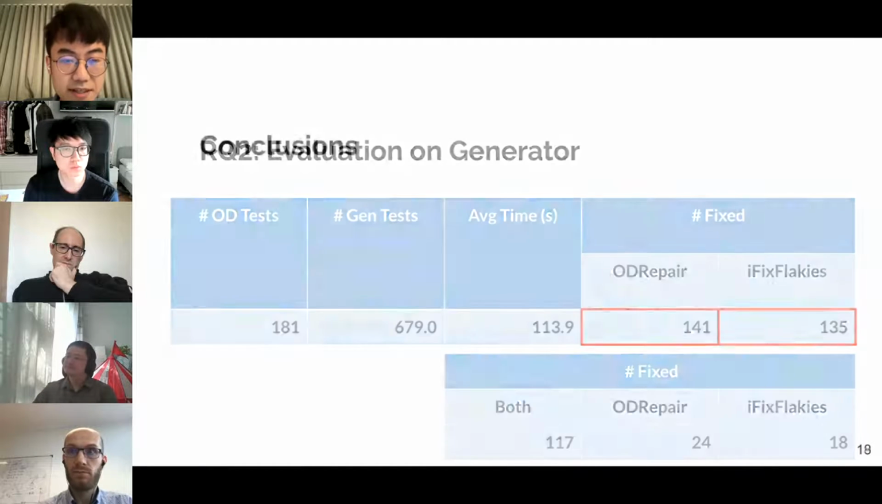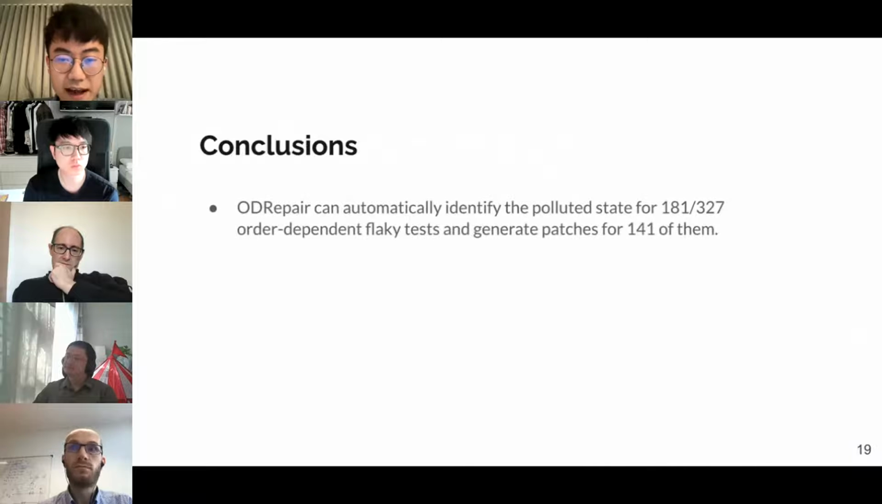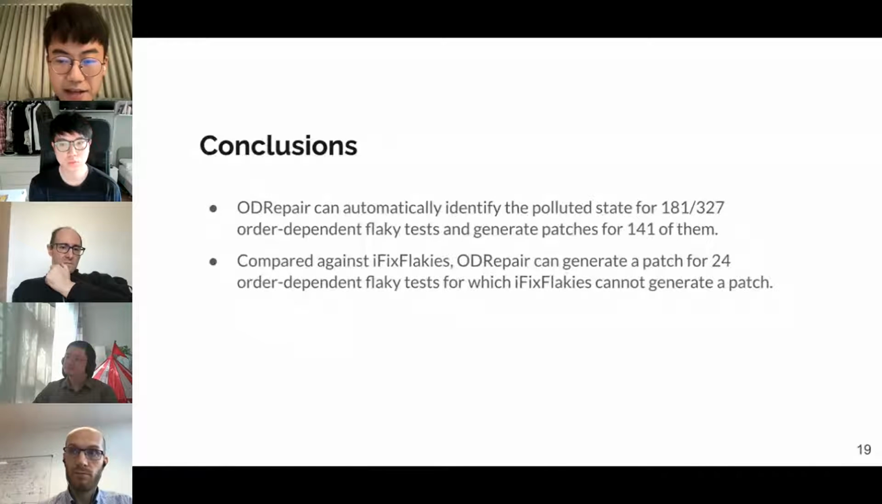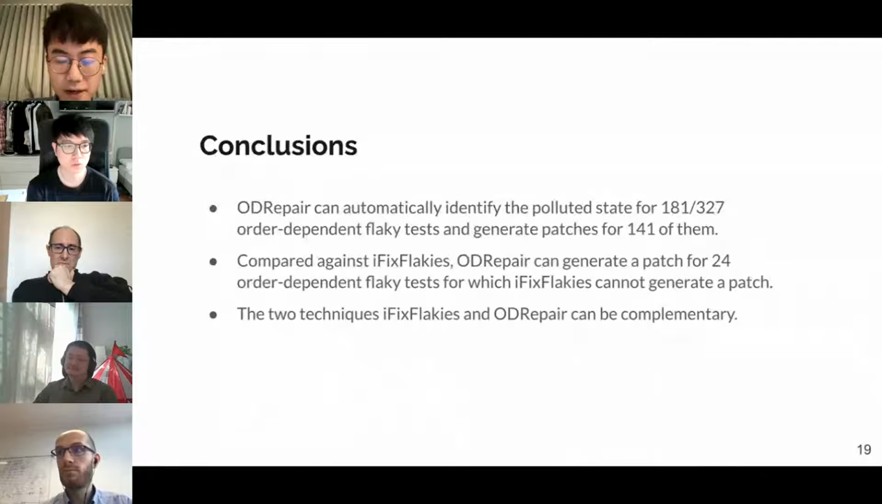To conclude my presentation, order pair can identify some polluted static fields and generate patches for them. Compared with iFix package, order pair can exclusively generate patches for 24 order-dependent flaky tests. We believe we can first apply iFix package. If there are no cleaners, we will apply order pair. We believe these two techniques can be used complementarily.